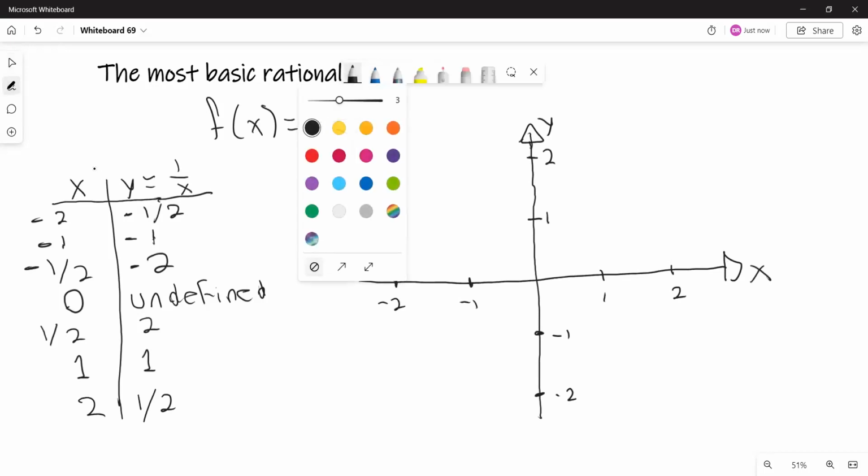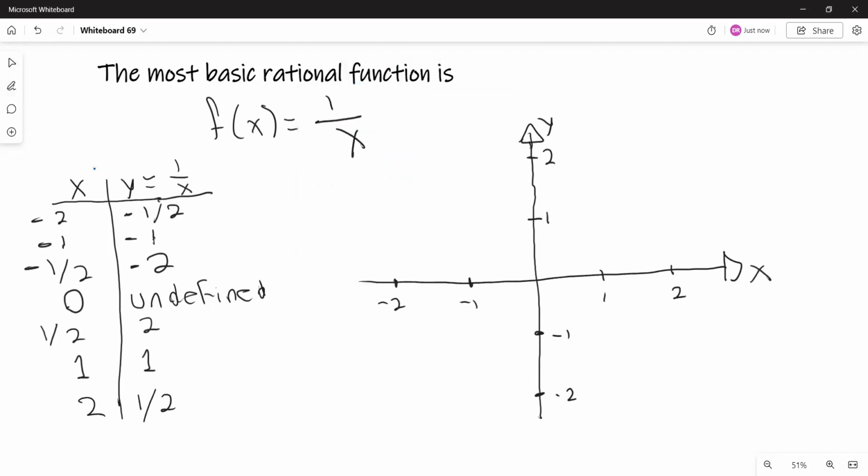Okay, so the function is undefined at 0. It passes through (1, 1) and (negative 1, negative 1). At 1/2, y is 2, and at 2, y is 1/2. At negative 1/2, y is negative 2, and at negative 2, y is negative 1/2. And it's going to have this property.